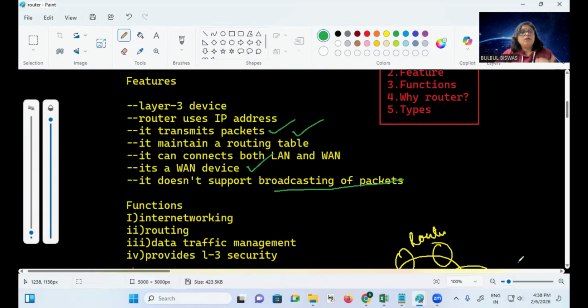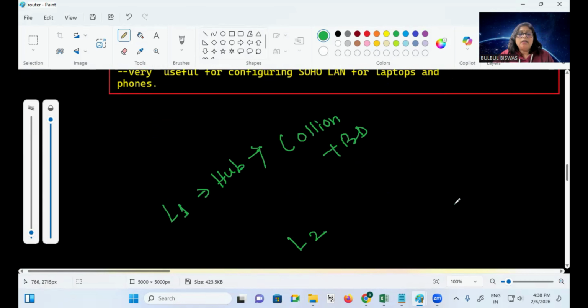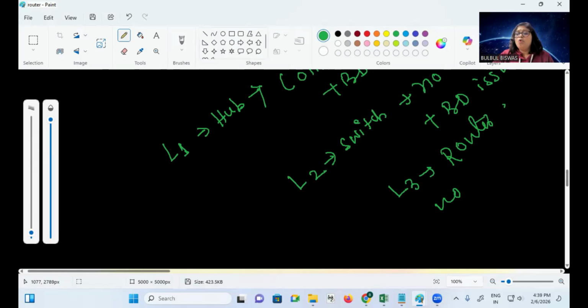Here I would like to draw your attention to a vital point. Remember, in layer 1, the hub is the device where we face the collision issue plus the broadcast issue. If you go to layer 2, our device is the switch. We have no collision issue, the switch removes it. But my dear, the broadcast issue is there. If we go to layer 3 where the router is the device, there is no collision and no broadcast. So can you understand how nice a device it is? So in general, we used to say at layer 1, both the issues exist.